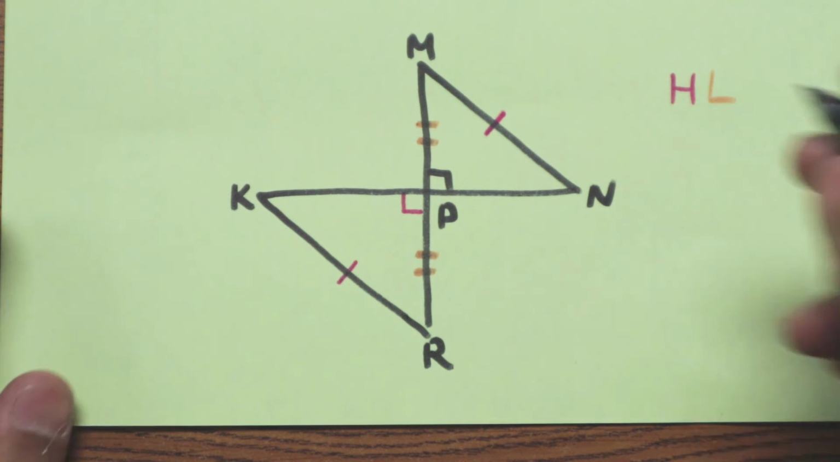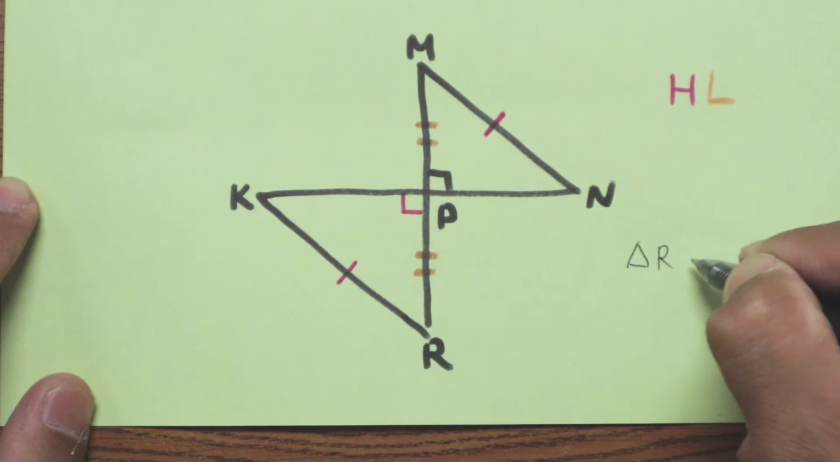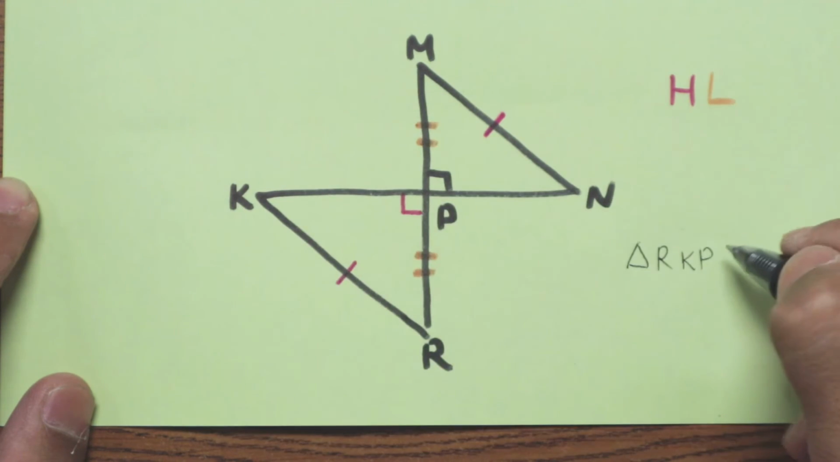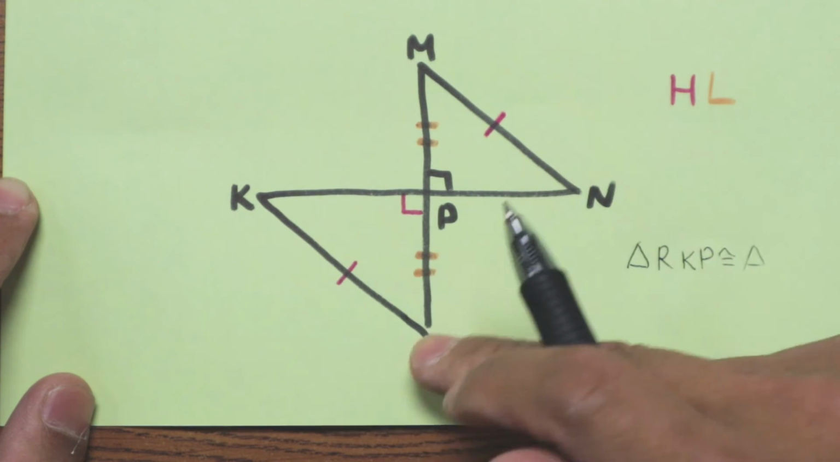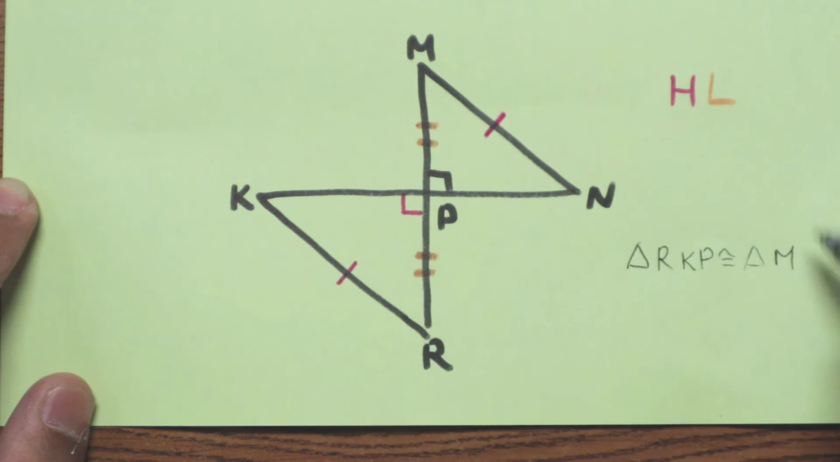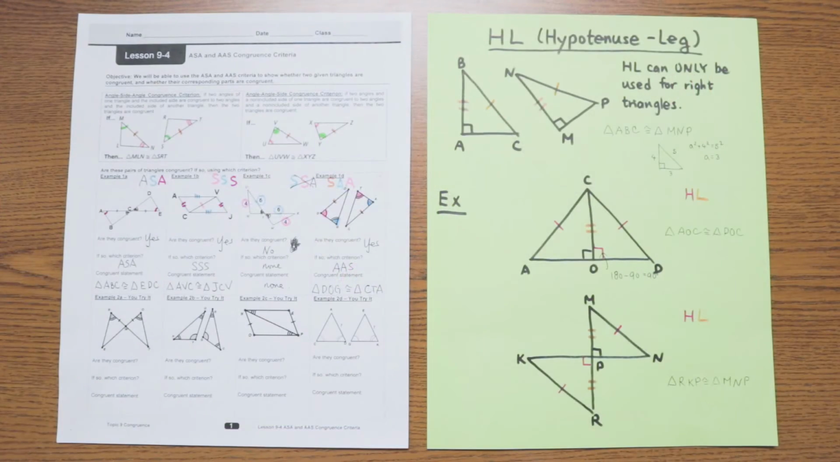So to write a congruent statement, you're going to write triangle RKP is congruent to triangle RMN, where R matches M, K matches N, and then P matches itself. Well, that's it for this lesson.